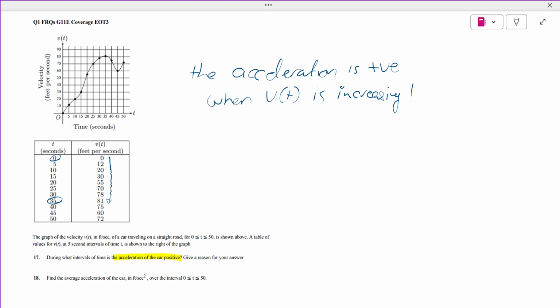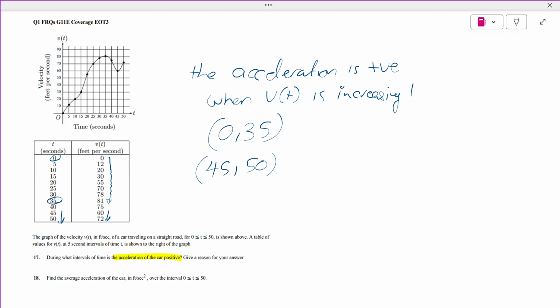So the first one is from 0 to 35. And then it's increasing again 60 to 72, from 45 to 50. You can also find the answer from the graph as well.